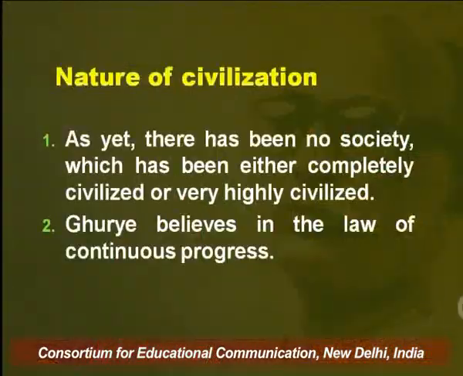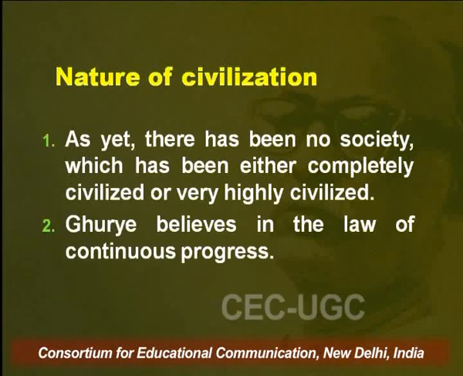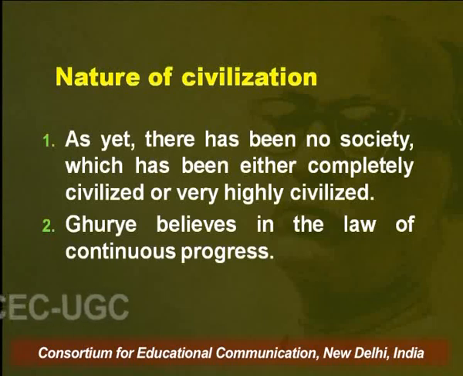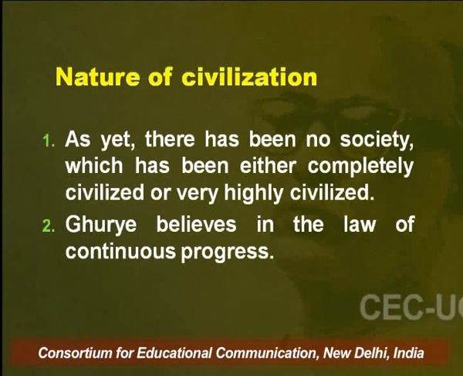As yet, there has been no society which has been either completely civilized or highly civilized. That implies that each civilization is undergoing some kind of transformation. There is no society which has completely transformed, and that is the end of it. So it is a continuum in which some are less civilized, some are more, but none are completely civilized. And therefore, the argument that comes in is that it is a continuous process. Social transformation, social change is a continuous process, and when we look into any civilization, the nature of the civilization can be grasped when we look into the nature of social change which is undergoing.